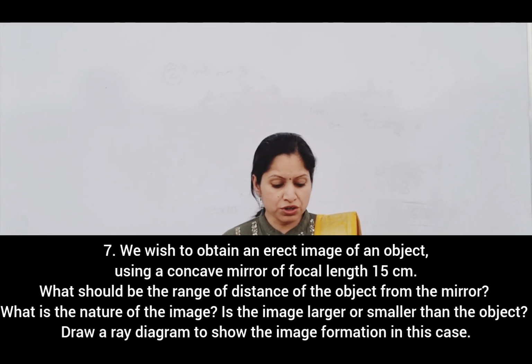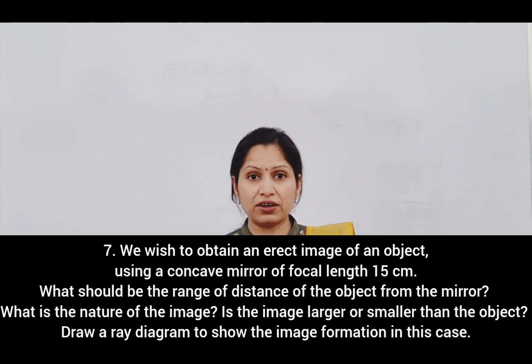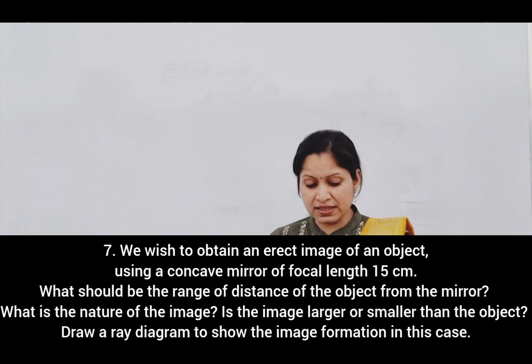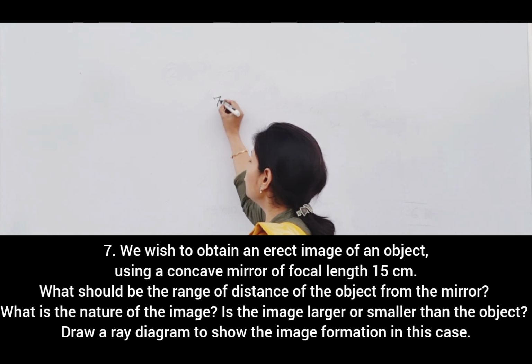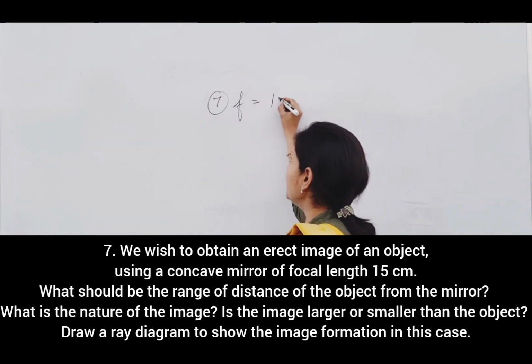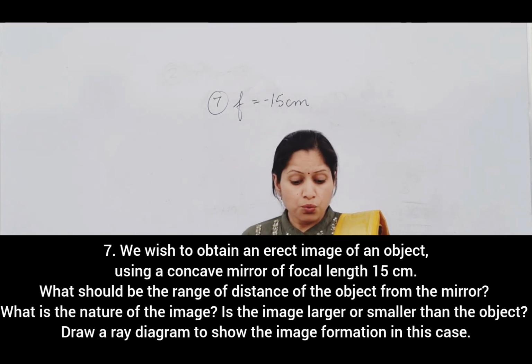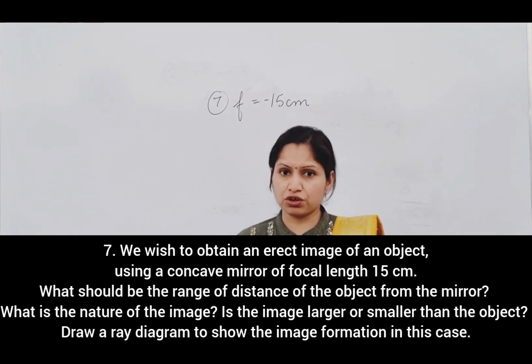Now let's discuss the NCERT exercise questions given at the end of the chapter based on mirrors. So starting with question number 7. Before that, the questions are based on lenses. Question number 7: We wish to obtain an erect image of an object using a concave mirror of focal length 15 centimeter. So the focal length of the mirror is 15 centimeter. Since it's a concave mirror, that will be written as minus 15. What should be the range of the distance of the object from the mirror?